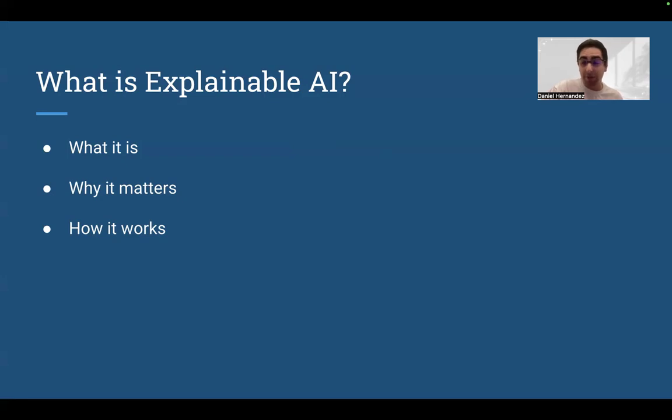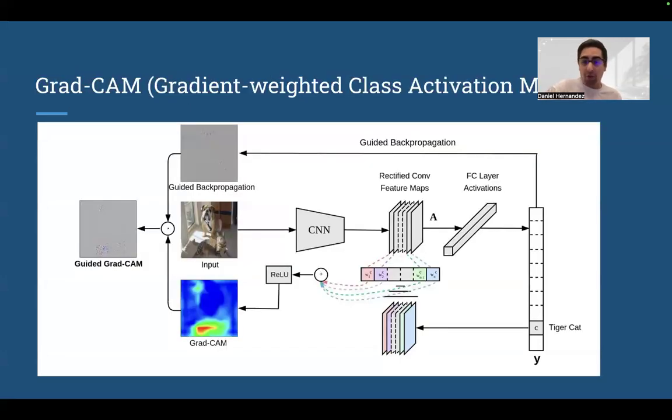Explainable AI addresses this by opening up that black box. It helps us understand the reasoning behind AI's output, which builds trust, promotes fairness, and improves accountability in how these systems are used. In short, explainable AI is about bridging the gap between human understanding and machine intelligence, making AI not just powerful, but also responsible and trustworthy.